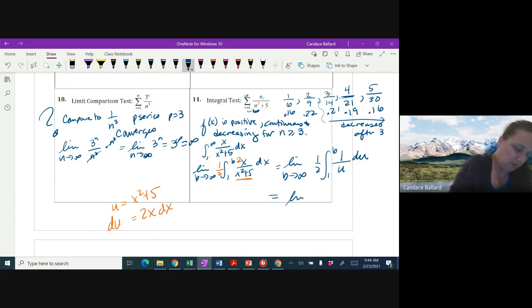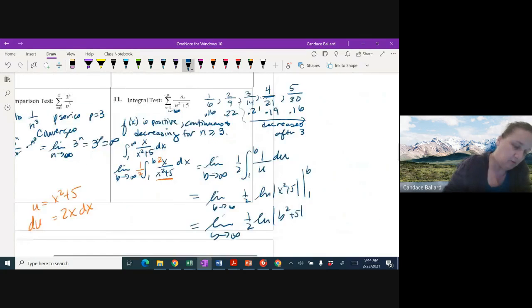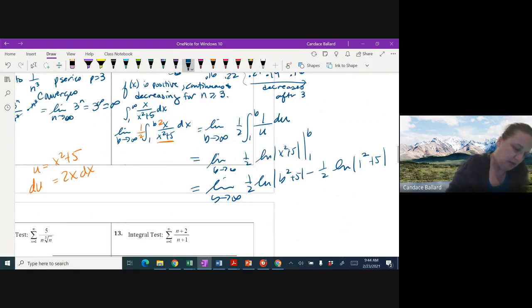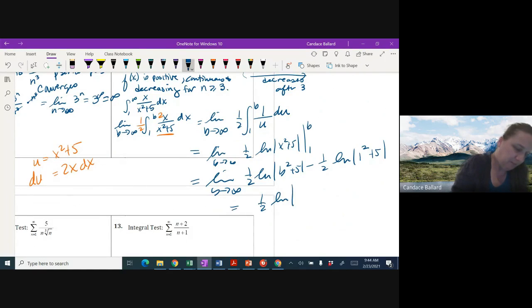So it's the limit as b approaches infinity of 1/2 natural log of absolute value of x squared plus 5 from 1 to b. And then I do the limit as b approaches infinity, 1/2 natural log absolute value of b squared plus 5. This is the proper way to do the work. I missed this line: natural log of 1 squared plus 5. And then we plug the infinity in. I was just too excited about getting infinity. Minus 1/2 natural log of whatever this mess is back here. This thing is going to become infinity, so the whole thing equals infinity.